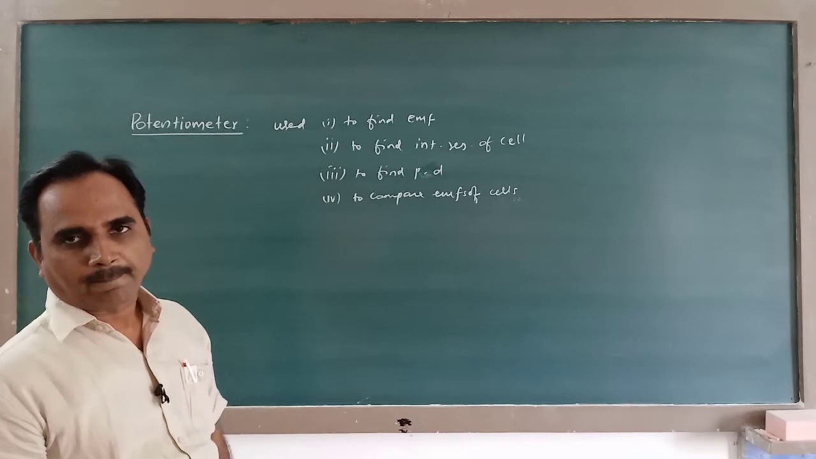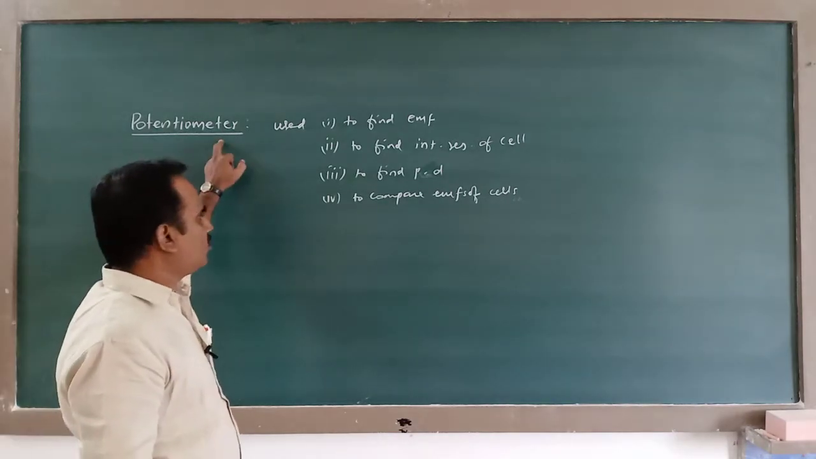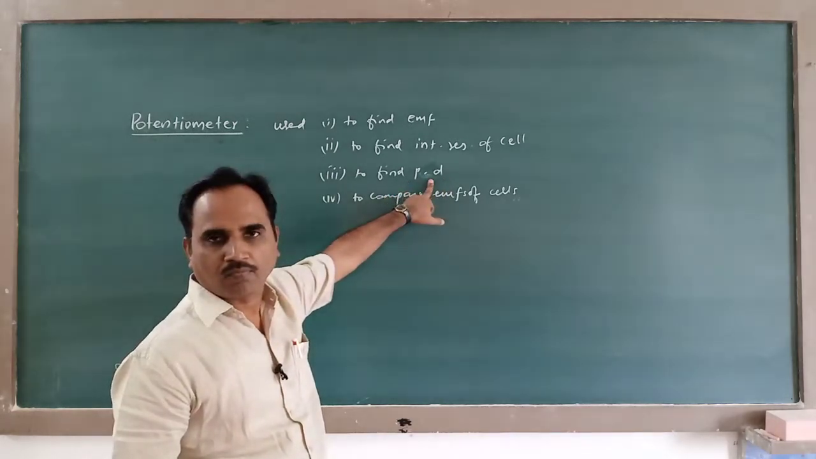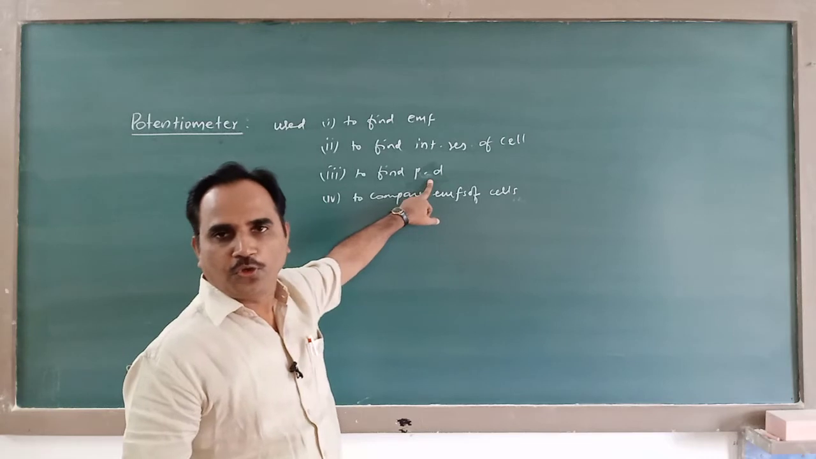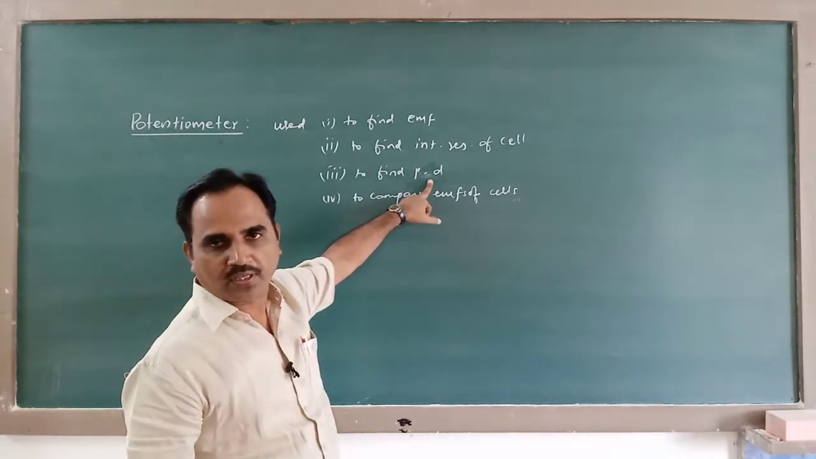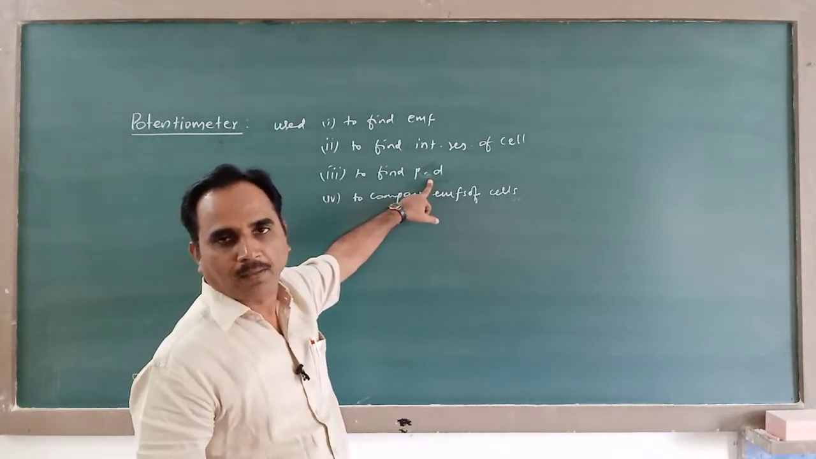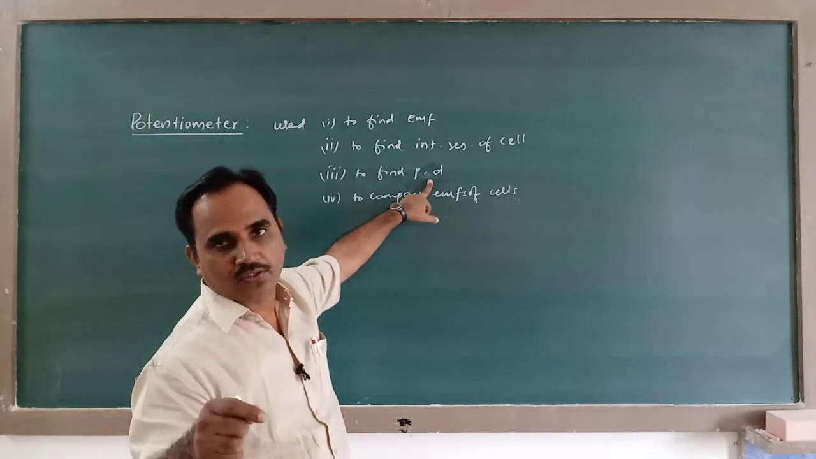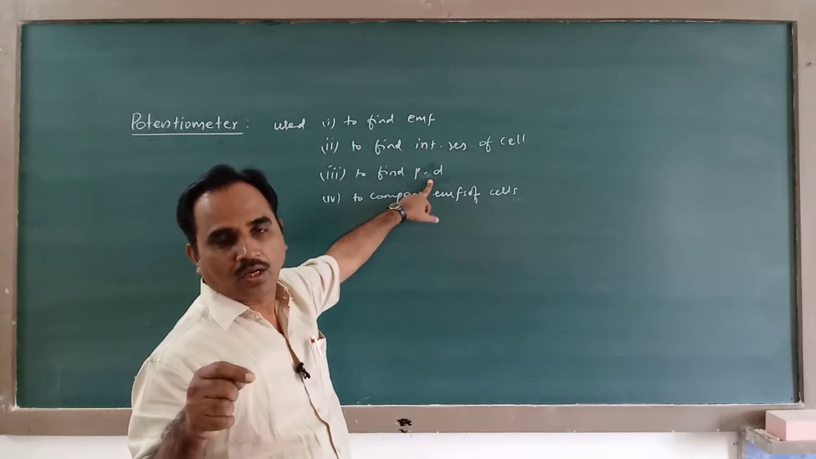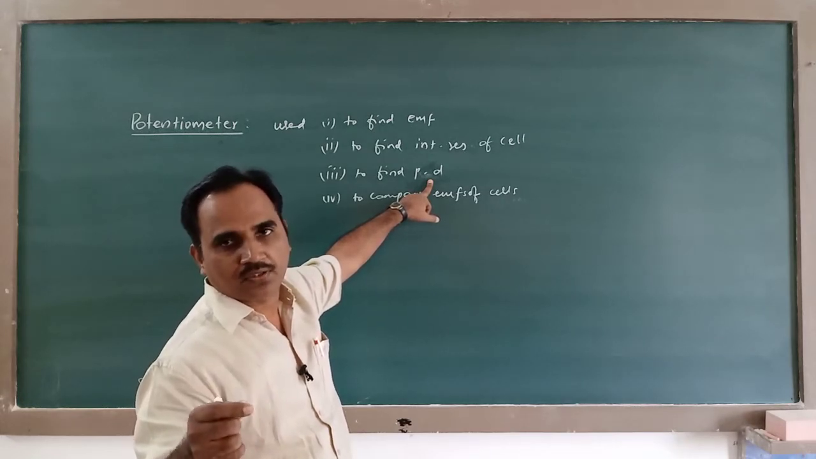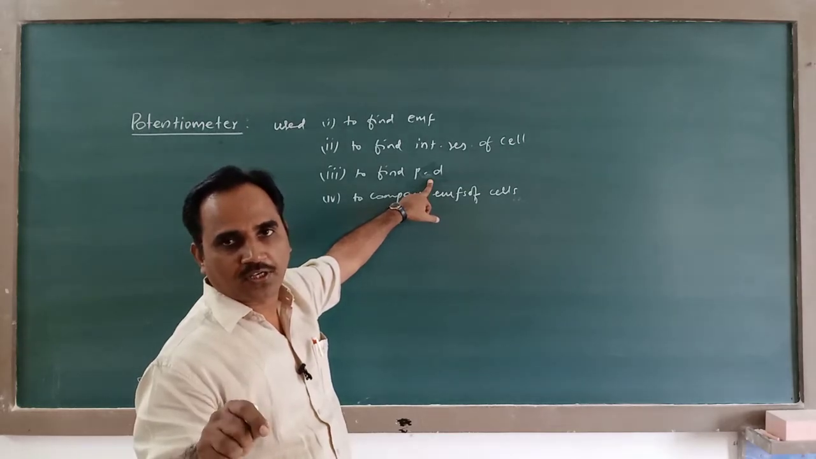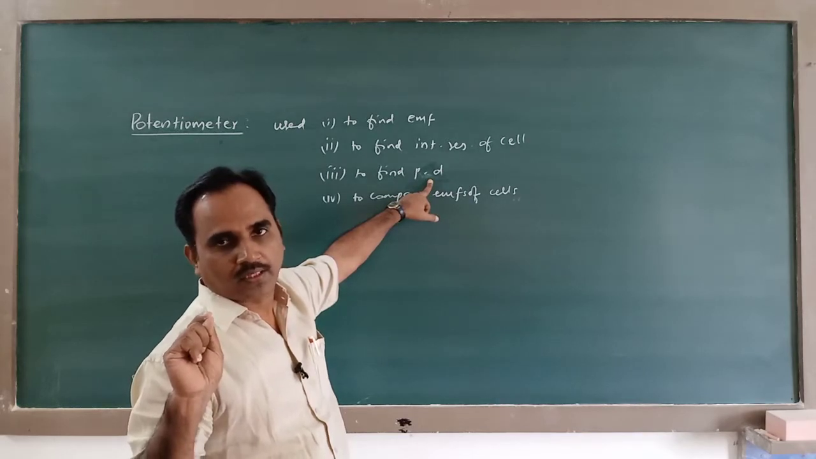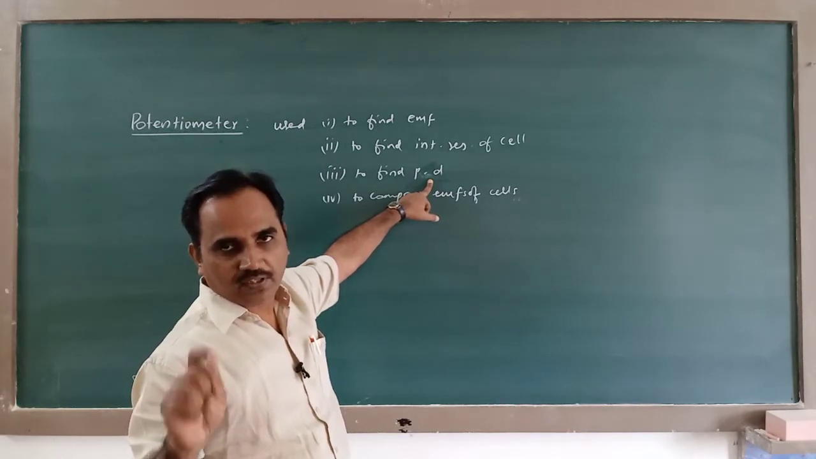So basically, a potentiometer is used to measure potential difference. Even a voltmeter can be used for measuring the potential difference. But a potentiometer is a more accurate and also more sensitive device to find the potential difference than a voltmeter. Understand?